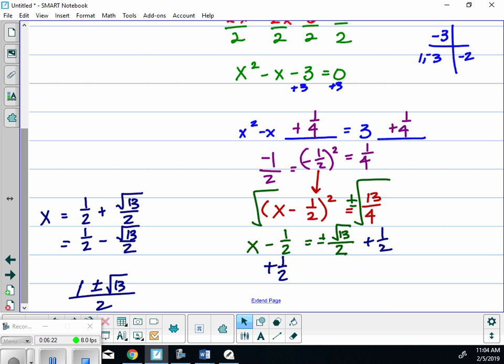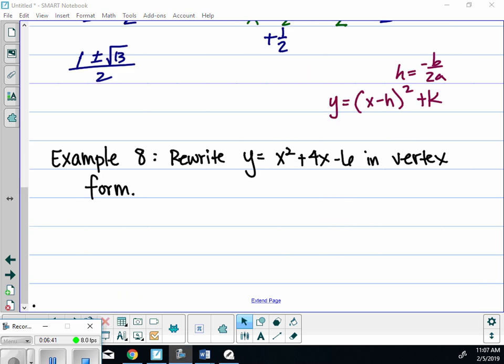So we can solve any quadratic equation using this method of completing the square. I'm not sure that it's the most convenient method of solving a quadratic equation, but it does work. So writing a function into or changing it into vertex form is very similar to solving an equation by completing the square, except we don't have it set equal to 0.